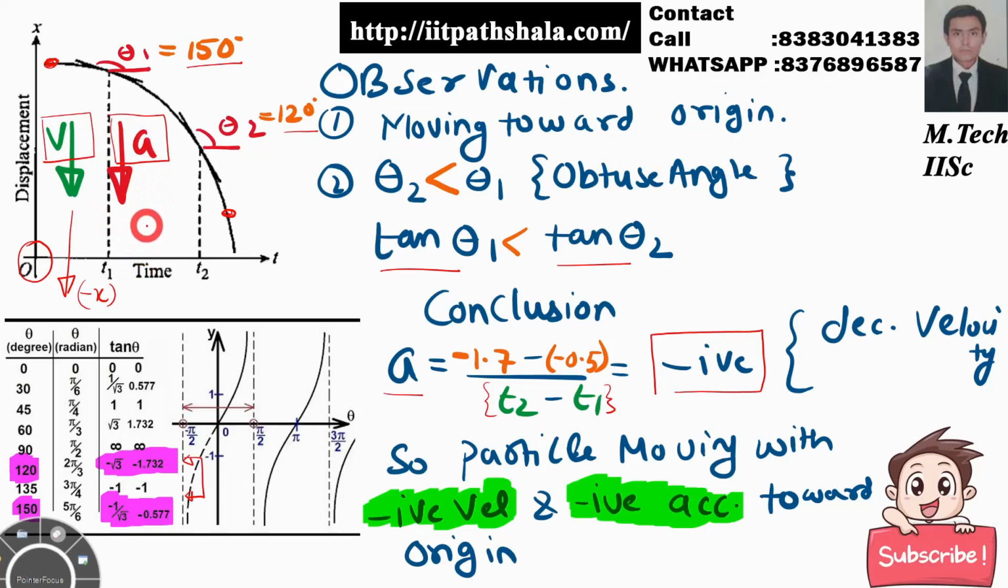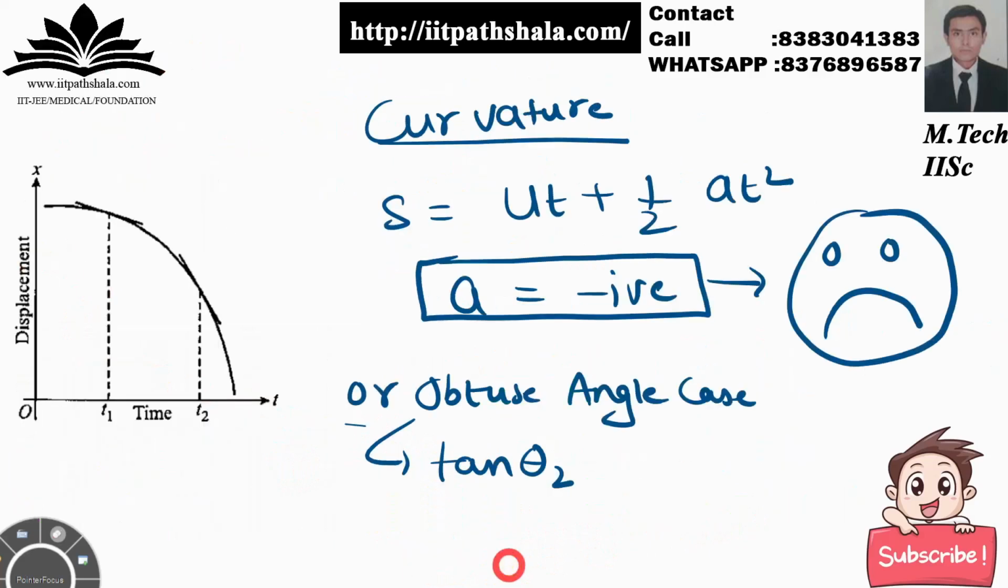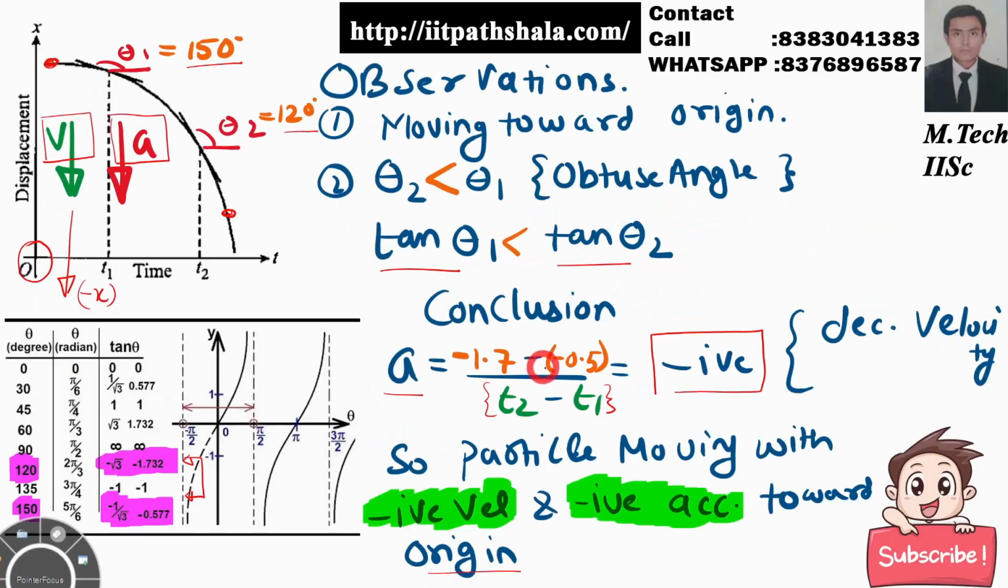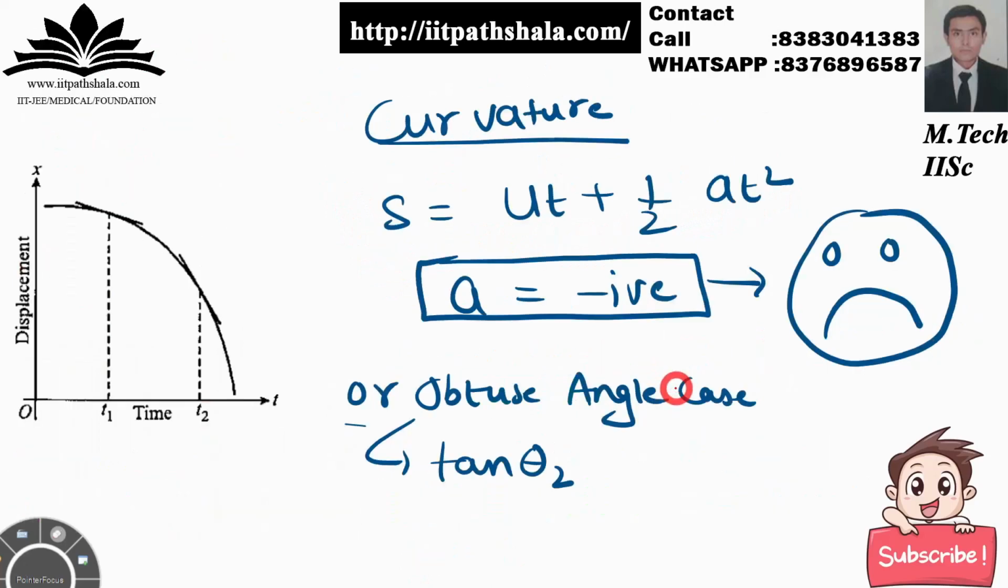So I can say that this is the case of accelerated motion, but now we are going toward the origin itself. So our particle is moving with negative velocity, negative acceleration toward the origin itself. Now let us have the curvature. So s is equal to ut plus half at square, and from the previous knowledge we can say that my acceleration is coming out to be negative over here. So putting a negative acceleration over here, I know that a less than 0, and if I'm having a less than 0, then I will be having a sad parabola case. Sad parabola, opening downward parabola case, opening downward curvature case itself.